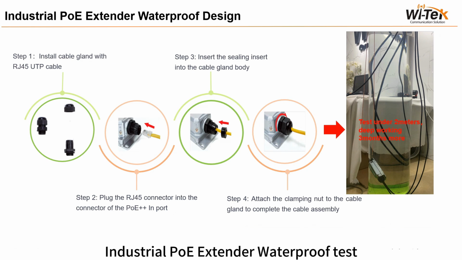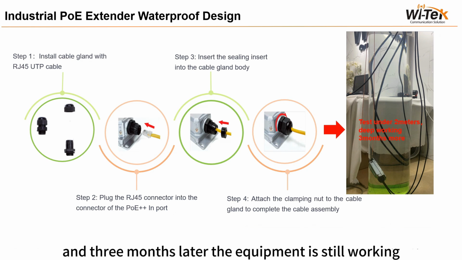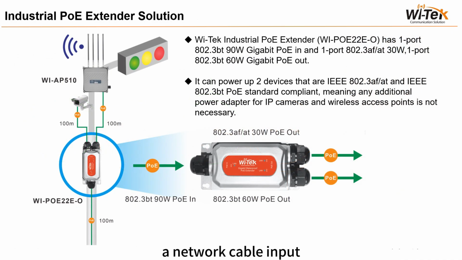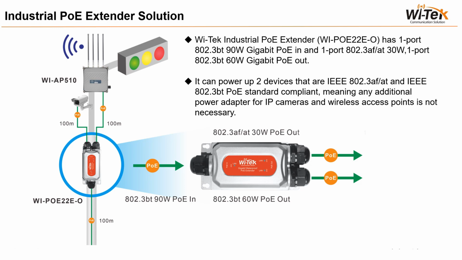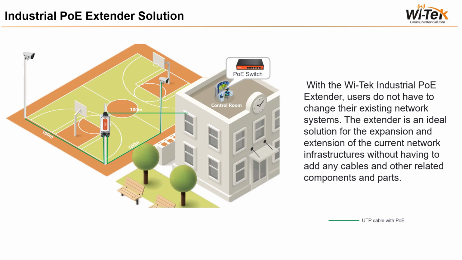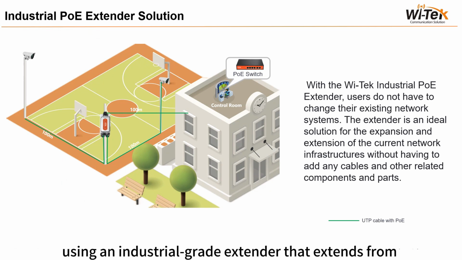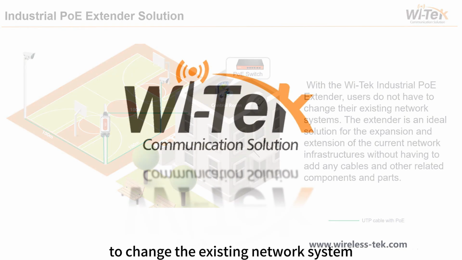Industrial PoE Extender waterproof test, 2 meters underwater, and 3 months later the equipment is still working. In a roadside traffic light scene, a network cable input, and 2 outputs respectively, 30 watts to the IPC power supply, but standard 60 watts to the outdoor AP power supply, do not need to buy switches. The school scenario is powering an outdoor IPC, using an industrial-grade extender that extends from the control room to the court without requiring the user to change the existing network system.